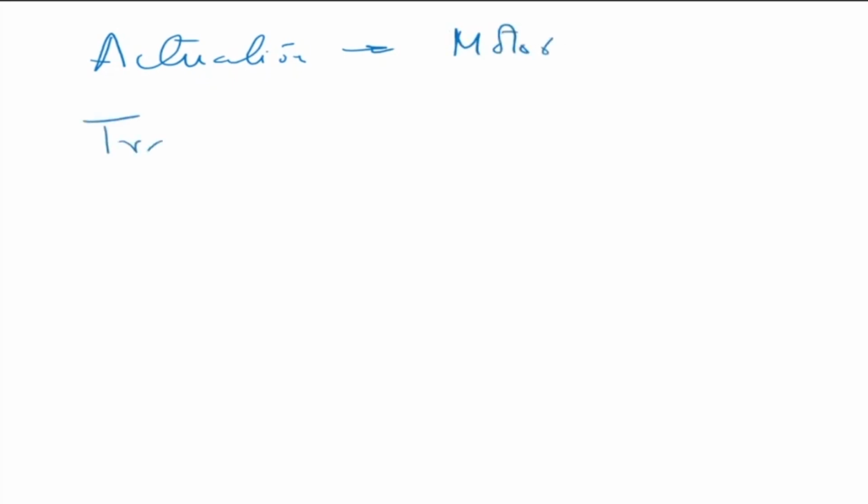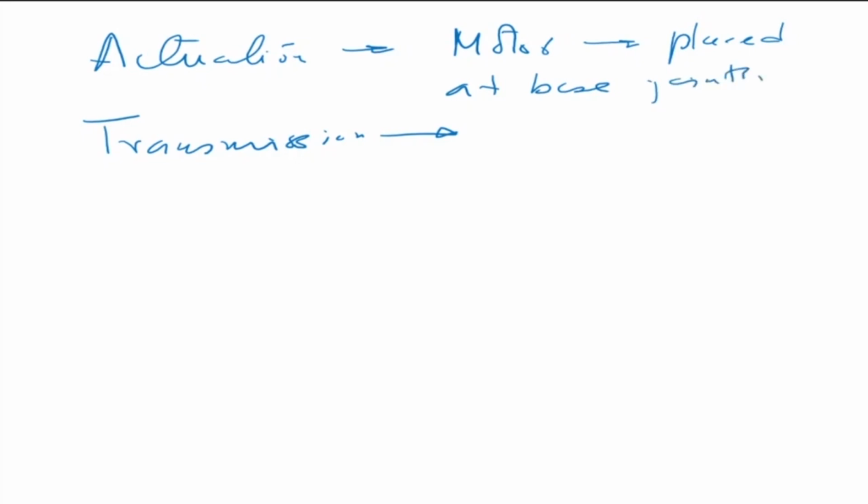And what about transmission? So for transmission, basically the motors. Now the motors are heavy because the motors have gears and they have encoders. So the transmission and the motors are placed at base joints. Most of the heavy motors go on the base joints. And transmissions can be by gears. They can be via belt, then pulley, then cable.